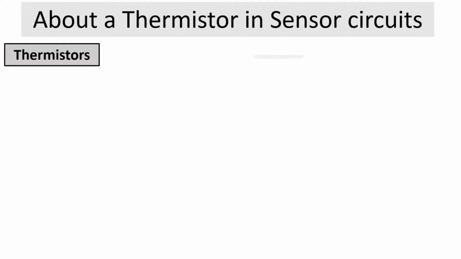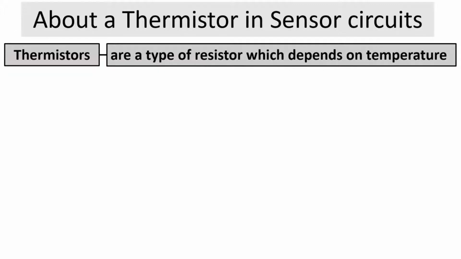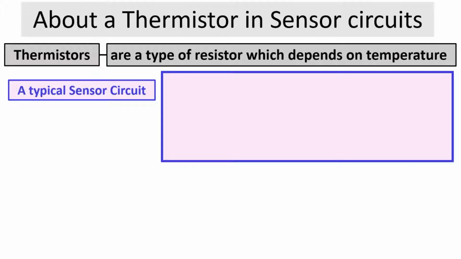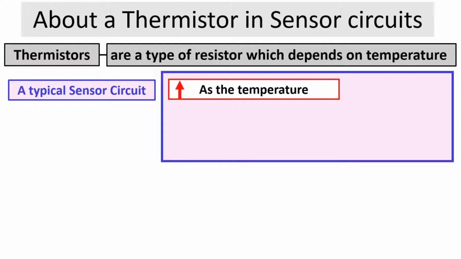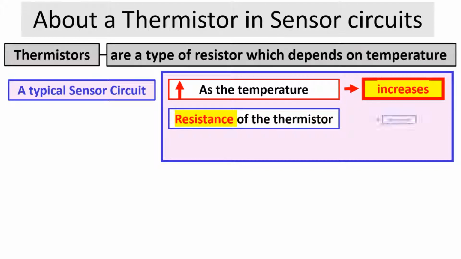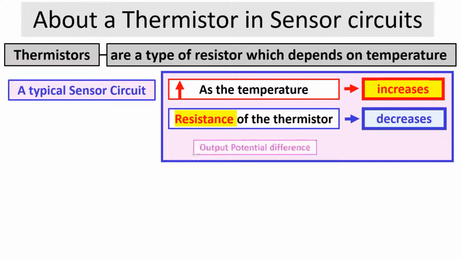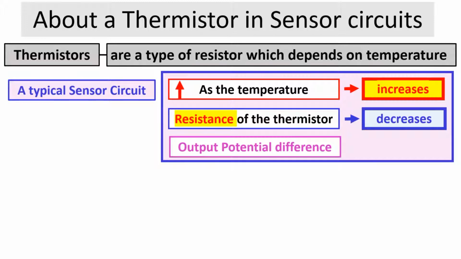About a thermistor in sensor circuits. Thermistors are a type of resistor which depends on temperature. Thermistors are used in sensor circuits, and you need to learn how their resistance depends on temperature if it gets too hot or cold. The first is a typical sensor circuit used in hot conditions. As the temperature increases, the resistance of the thermistor decreases, and the output potential difference across the resistor increases.